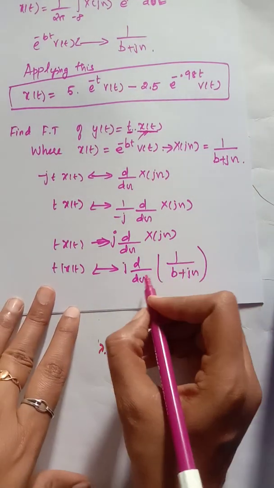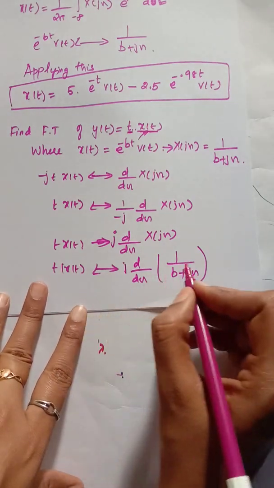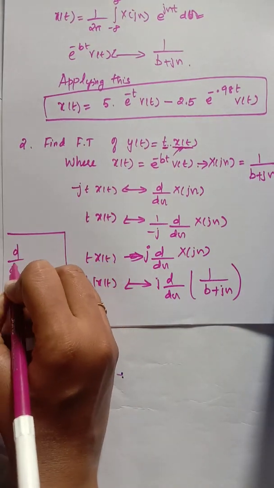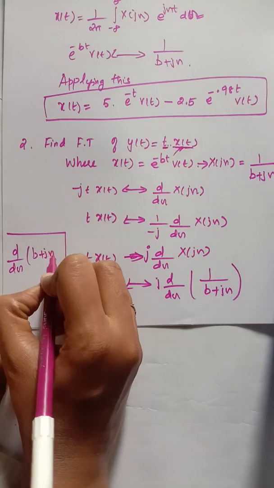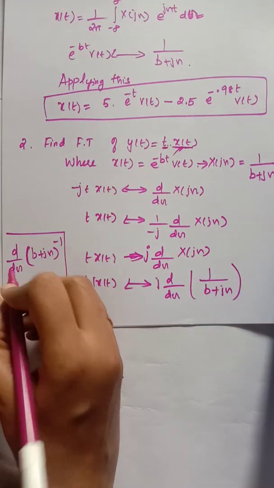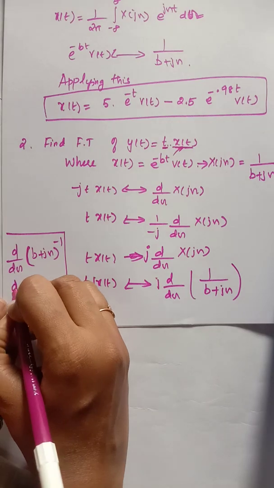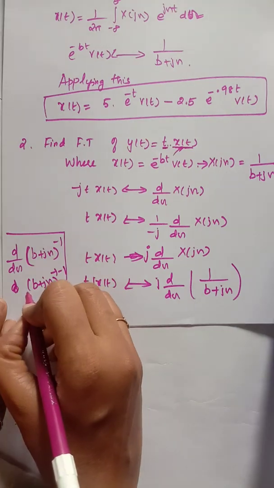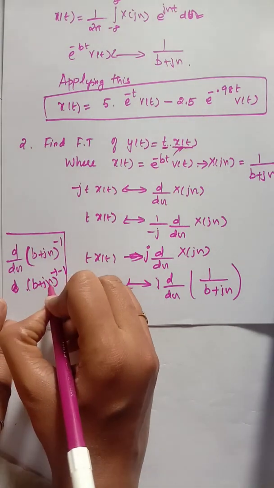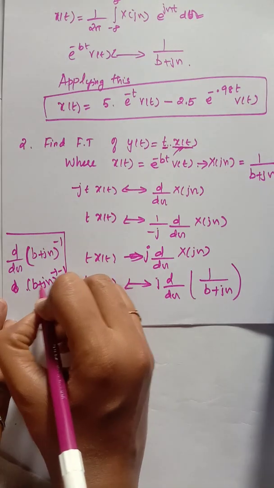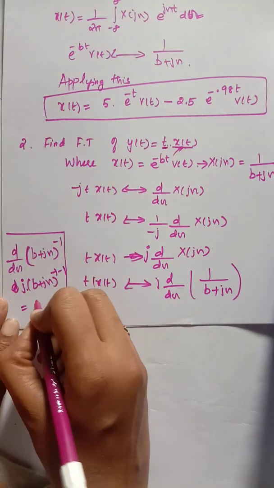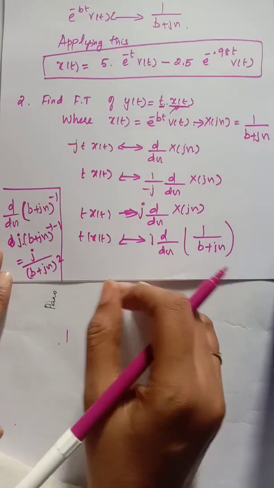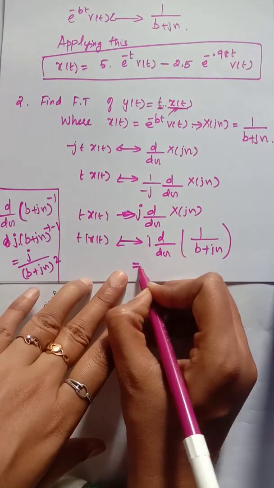Now when you differentiate this, how can we write it? I am performing the differentiation: d by d omega of b plus j omega the whole power minus 1. When I perform the differentiation, I will get b plus j omega to the power minus 1, and the coefficient from differentiating with respect to omega is j, so this can be written as j by b plus j omega the whole square. Now when I substitute it, what will I get?